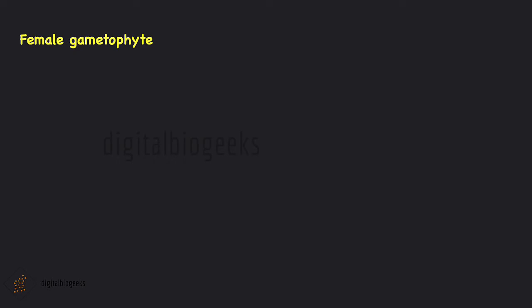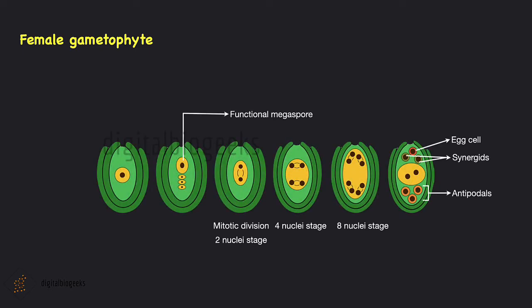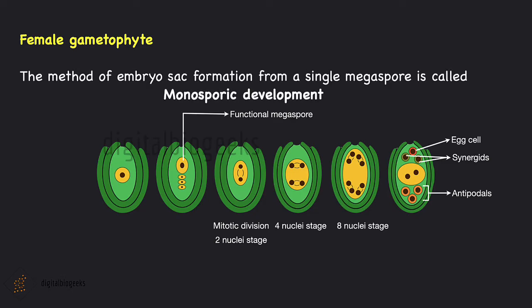We now learned that there are 4 megaspores. However, in the majority of flowering plants, only 1 megaspore is functional and the other 3 degenerate. This is the functional megaspore that develops into the female gametophyte or embryo sac. The method of embryo sac formation from a single megaspore is called monosporic development. Let's learn the formation of the embryo sac.